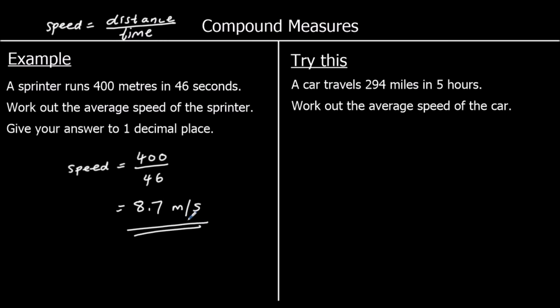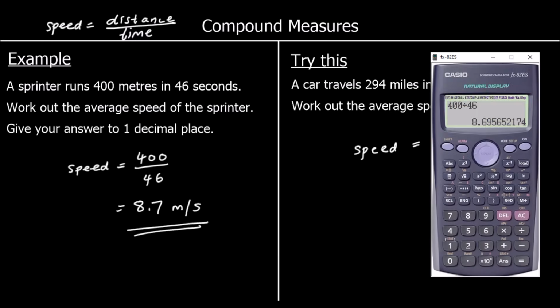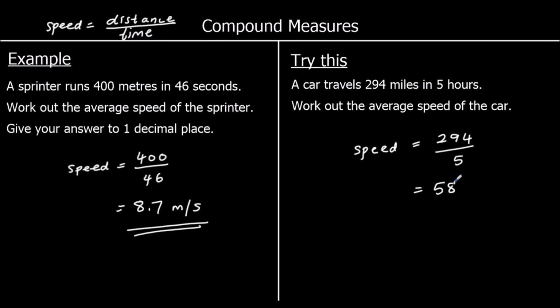Okay, one for you to try. A car travels 294 miles in 5 hours. Work out the average speed. So speed is distance over time. So in this case, that's going to be 294 over 5. So this time we've got miles over hours, so our answer is going to be in miles per hour. And 294 over 5 is 58.8. So it's 58.8 miles per hour.